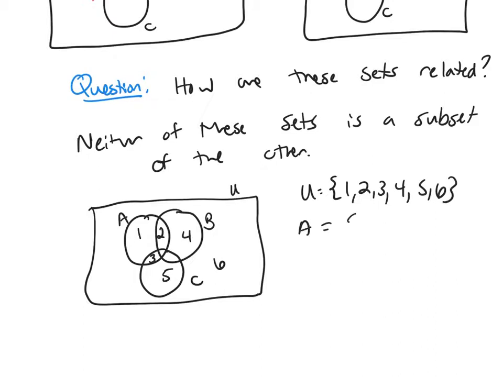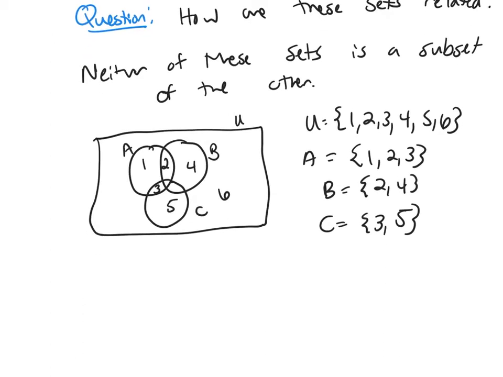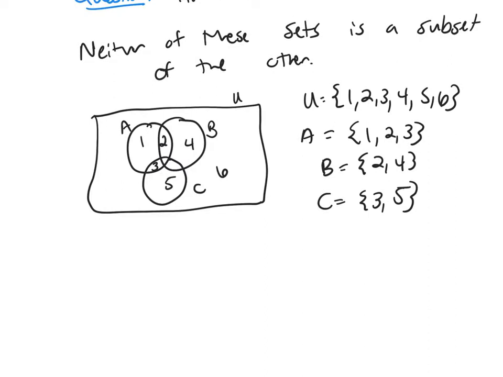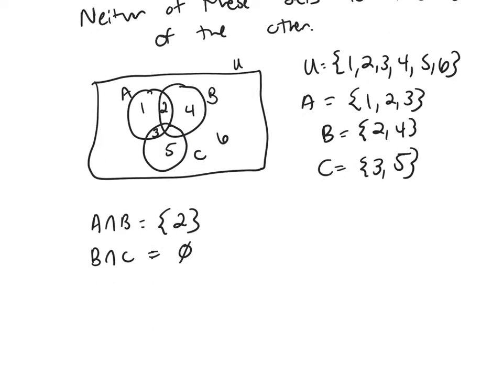My set A consists of the numbers 1, 2, and 3. My set B consists of 2 and 4. And my set C consists of 3 and 5. Now I'm going to compute the sets that I was looking at before. A intersect B: the only thing in common is 2. Then B intersect C: B and C don't have anything in common, so that's the empty set. Then A intersect B, union B intersect C: if I take the union of these two sets, it would just be the set containing 2.